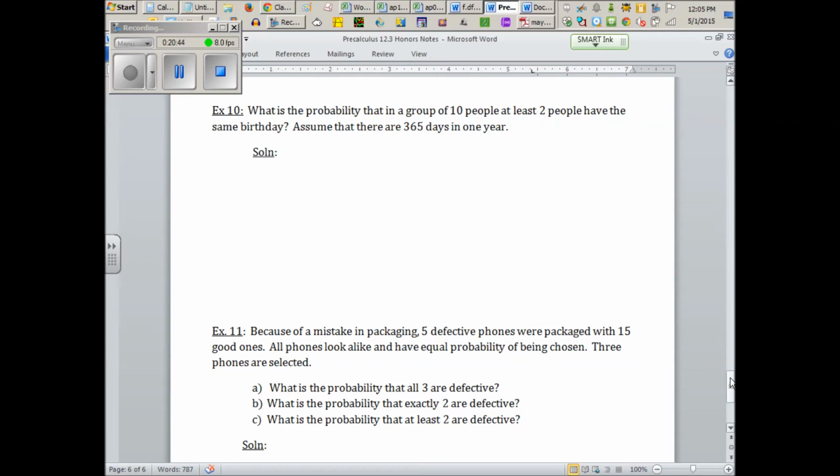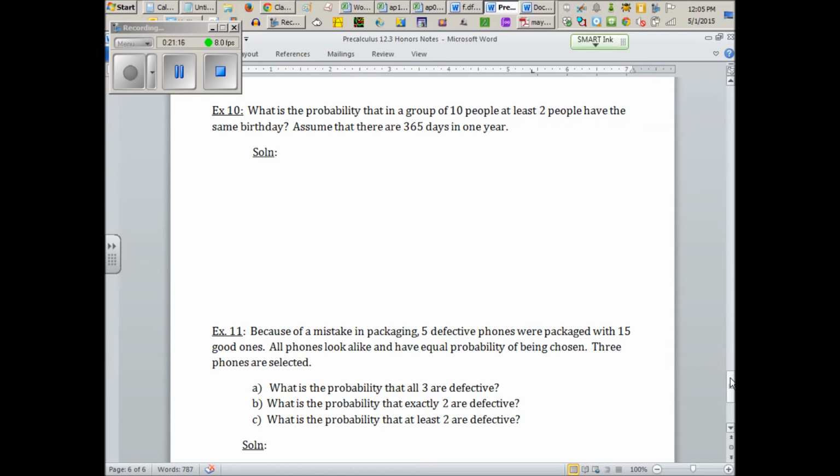Okay, and then for our last two examples, what is the probability that in a group of 10 people, at least 2 have the same birthday? Do you think it's very likely that if I sat 10 people down, 2 of them would have the same birthday? I think that would be extremely rare. That's pretty unusual. What about 3 people having the same birthday? Oh, that's slim. I don't think so.